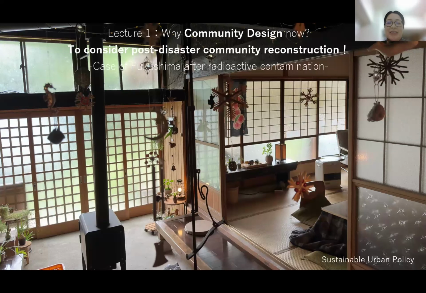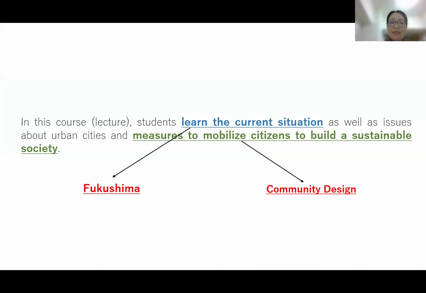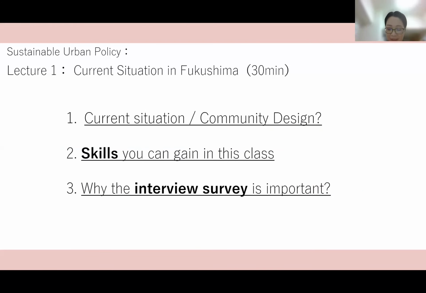Today's lecture title is Why Community Design Now? That means why community design is important now. This is to consider post-disaster community reconstruction and the case of Fukushima after radioactive contamination. In this lecture, students learn the current situation as well as issues about urban cities, and measures to mobilize students to build a sustainable society. Learning the current situation is about Fukushima, and measures to mobilize students to build a sustainable society means community design methods. So three parts will be explained today.